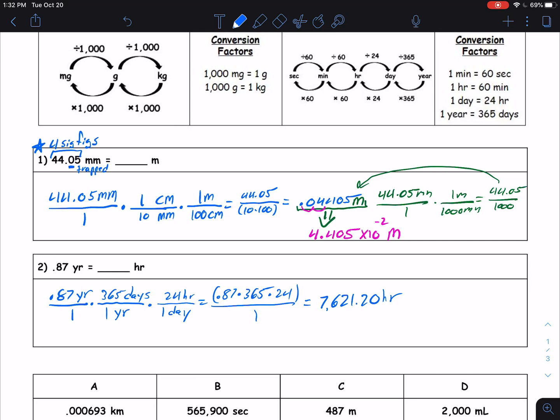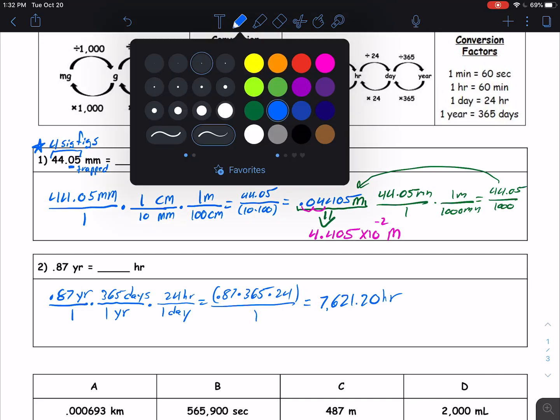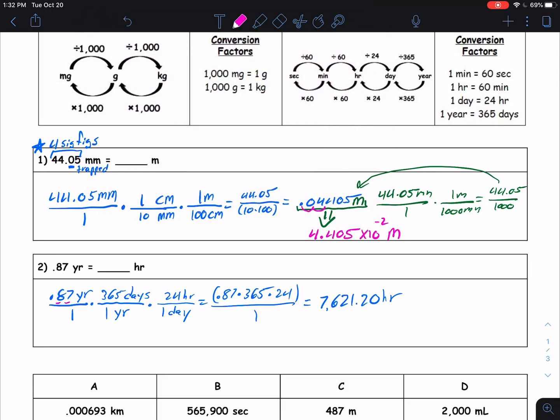Now the problem is the number of sig figs we need. We need to write this in the proper number of sig figs, because originally you have 2 sig figs, so you can only have 2 in the final answer. That means you're going to have to write this answer in scientific notation. So please at this time write that answer in correct scientific notation with the correct number of sig figs. What you end up getting is 7.6 times 10 to the 3rd hours. It gives you the same number of sig figs, and we have it in scientific notation.